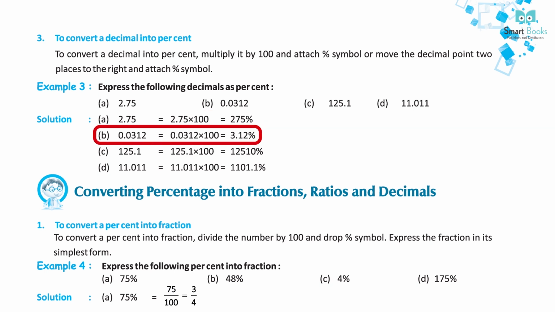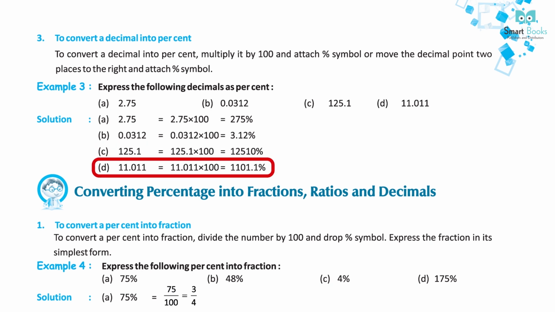B. 0.0312 is equal to 0.0312 into 100 is equal to 3.12%. C. 125.1 is equal to 125.1 into 100 is equal to 12,510%. D.